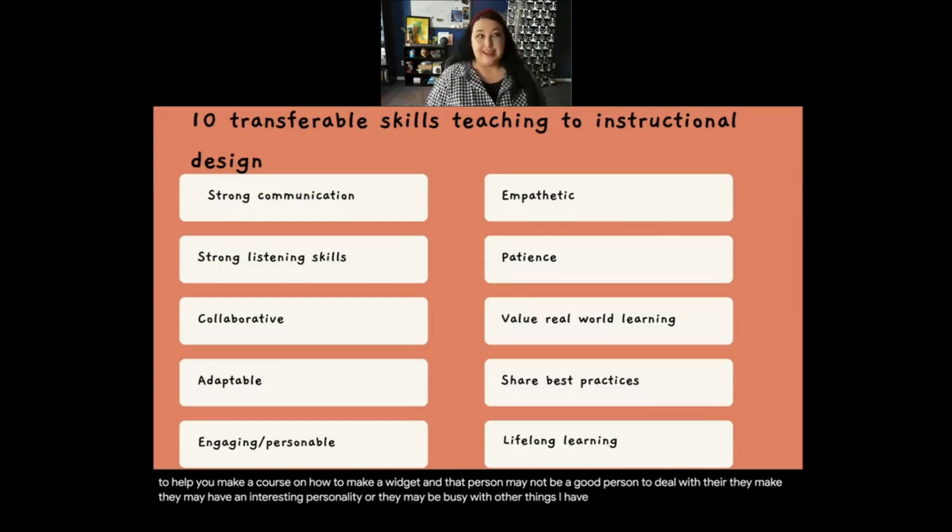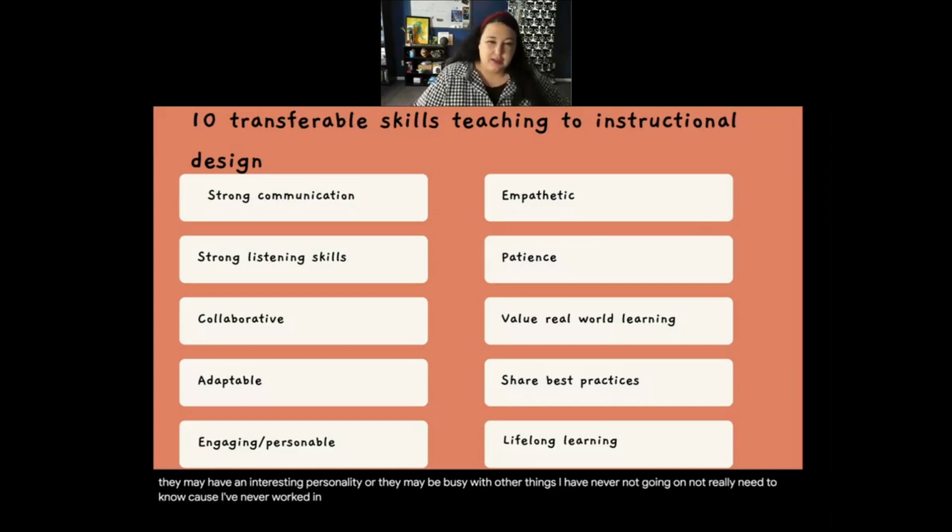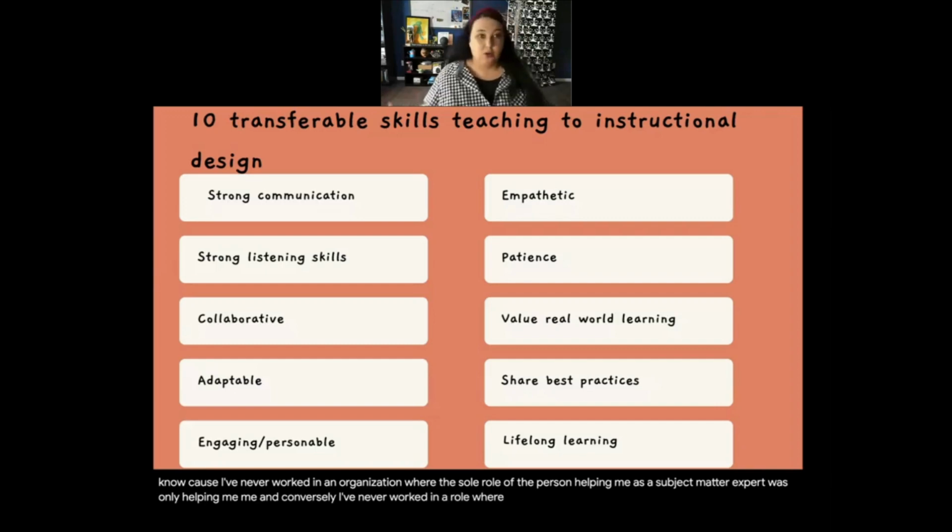They may have an interesting personality, or they may be busy with other things. I've never worked in an organization where the sole role of the person helping me as a subject matter expert was only helping me. And conversely, I've never worked in a role where my sole focus was only that one course for that subject matter expert. So there has to be a lot of give and take there.